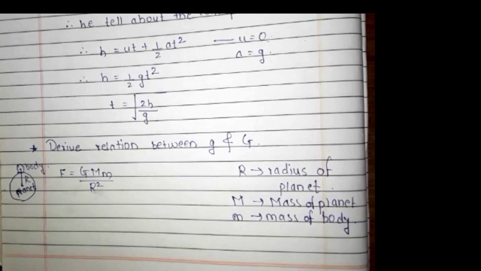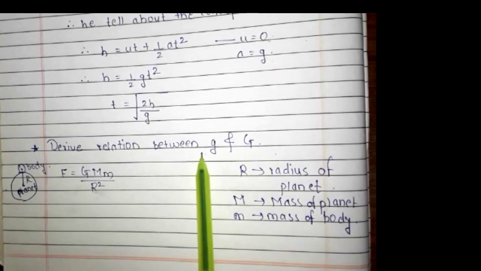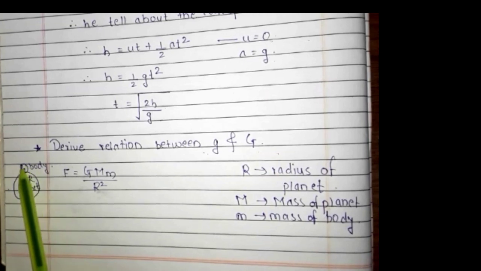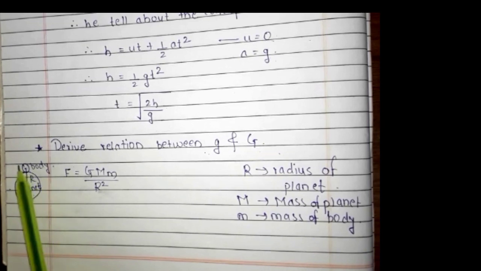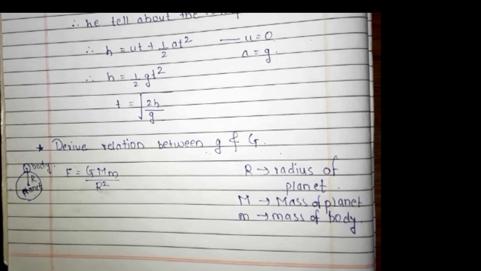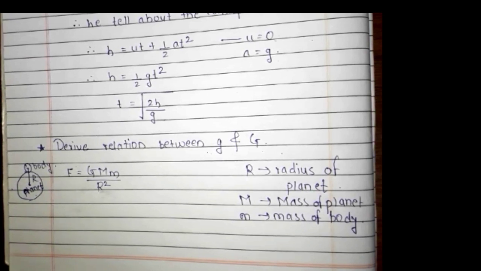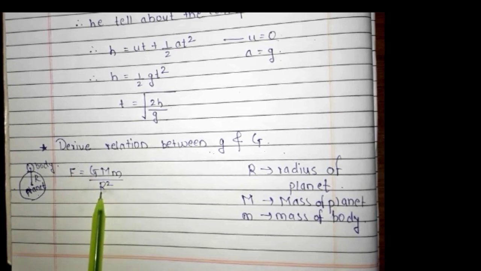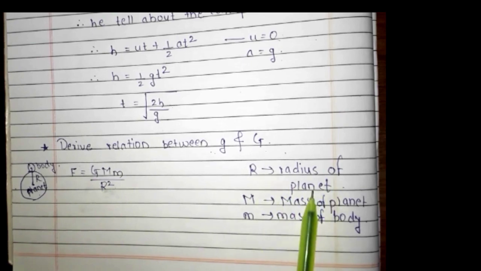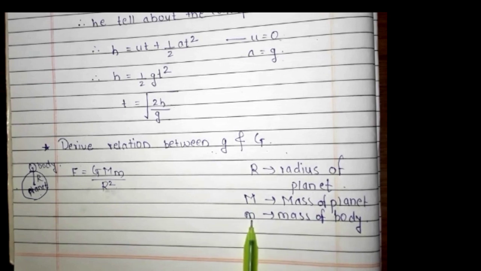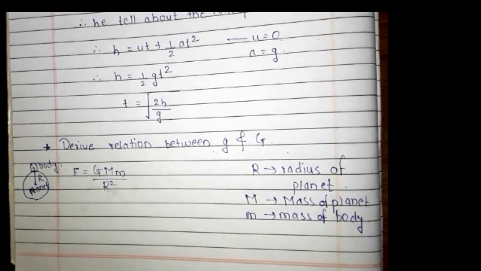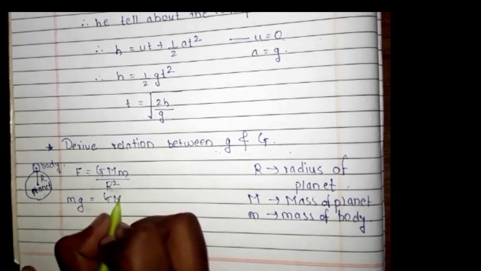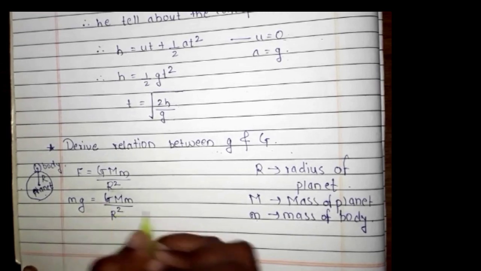Now we will derive the relation between small g and capital G, that is, acceleration due to gravity and the universal gravitational constant. Suppose there is a planet and a body on the surface of the planet, so the radius must be R. We neglect the radius of the body as it is very small compared to the radius of the planet. So we have the equation that force is equal to G M m upon R square. Here capital R is the radius of the planet, capital M is the mass of the planet, and small m is the mass of the body. As we know, force is equal to mass into acceleration, so we can put force equal to mg, and it is equal to G M m upon R square.